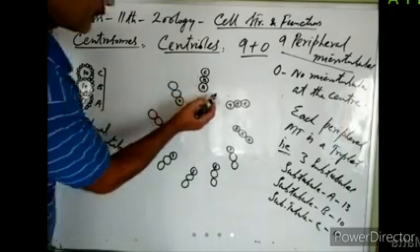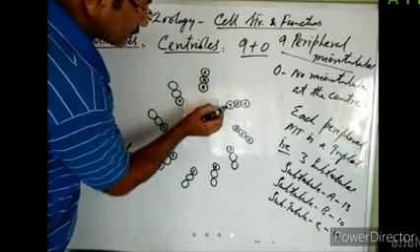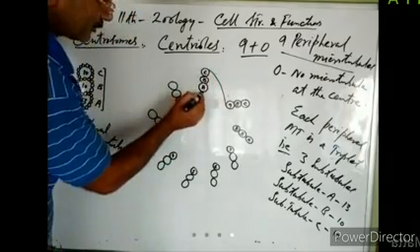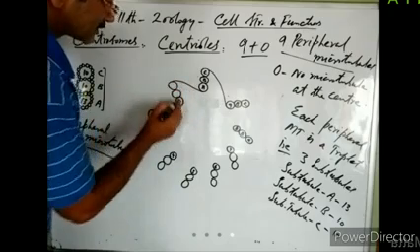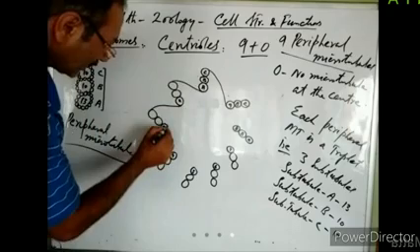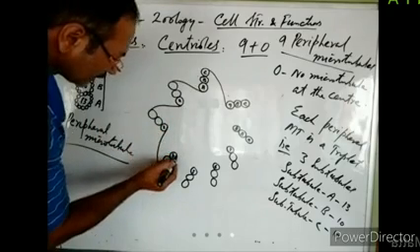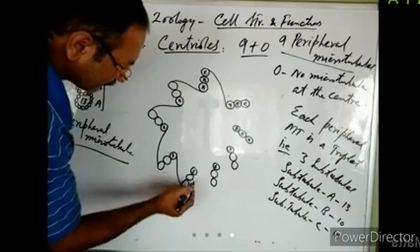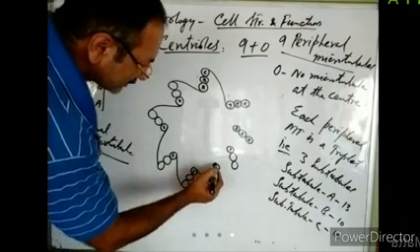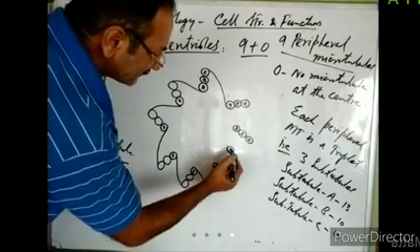Then subtubule A is joined with the adjacent subtubule C. A is joined with C. Again, A is joined with C. Subtubule A is joined with subtubule C.